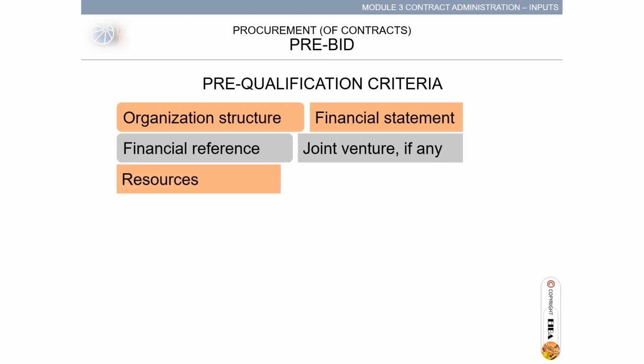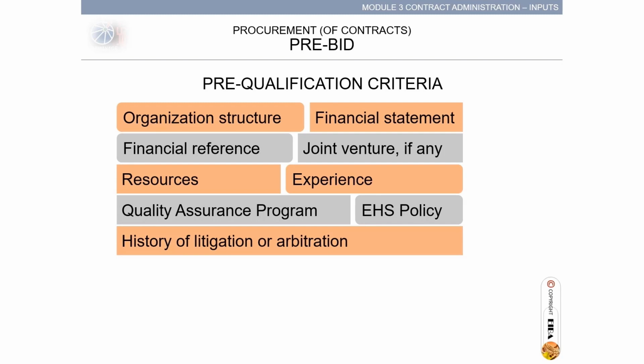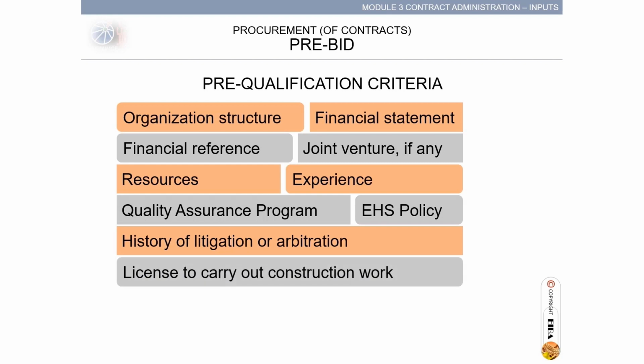Resources, having the equipment and physical assets to carry out the works. Experience with similar nature of the project. Quality assurance program in place and able to maintain the standard. EHS policy, committed to abide by the rules. History of litigation or arbitration, to see if the constructor is comfortable to deal with. License to carry out construction work.